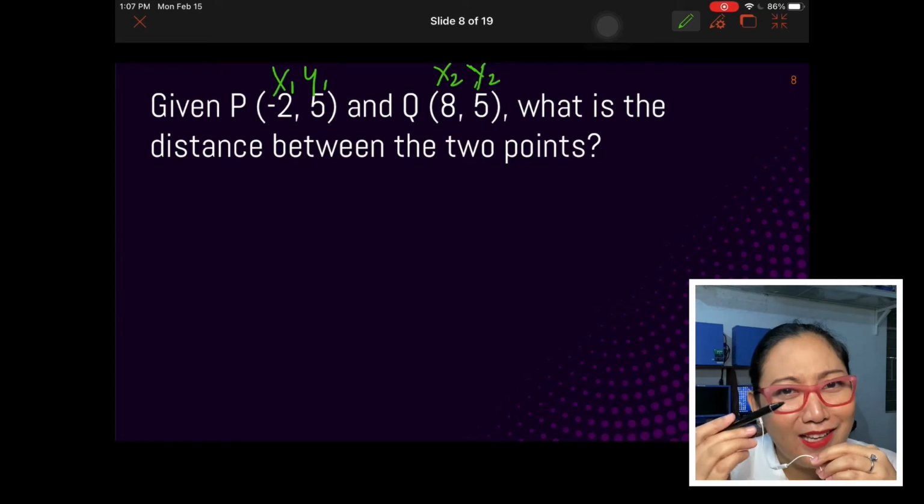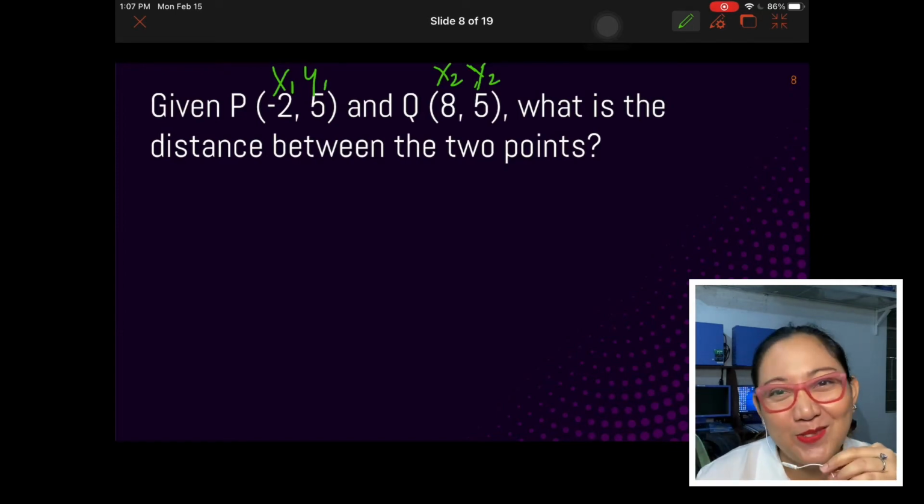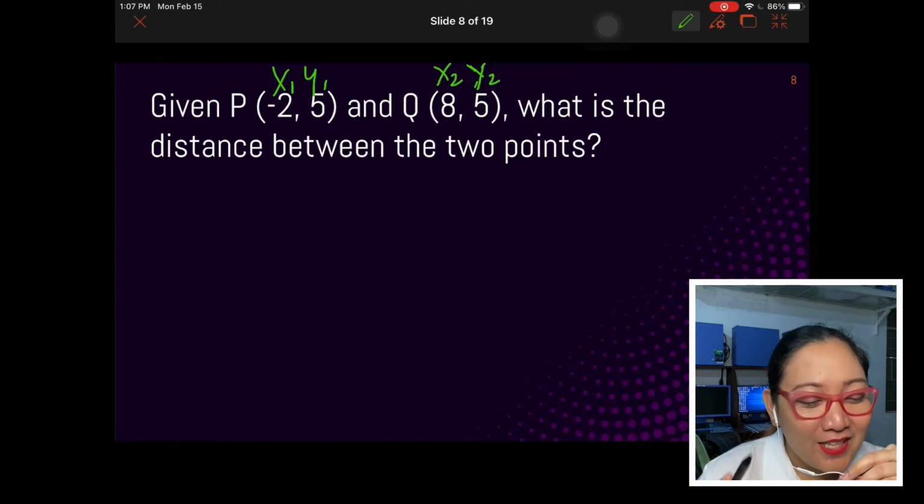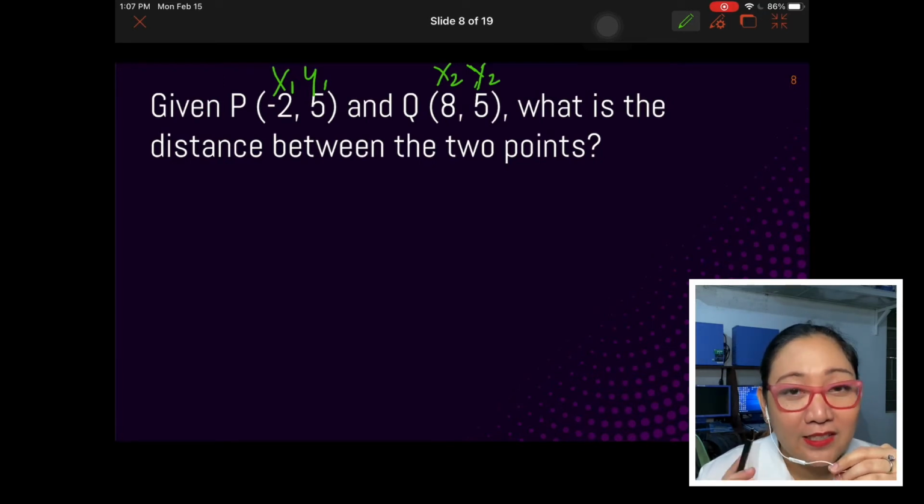Pinakita ko, no? Parang nakikita niyo yung kulay ng pen. Sorry. Miss B is weird. Okay. So, I will use the formula straight out. Yung nakalagay dun sa formula talaga natin na x2 muna minus x1. Okay? Yun yung green color.